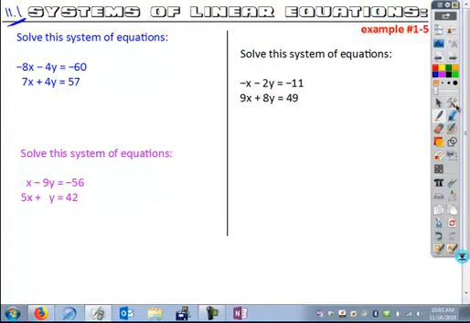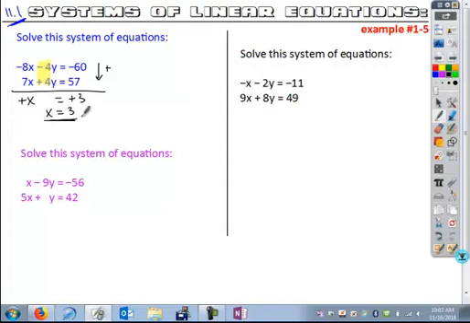So when you look at this one right here, what you see is -4 and +4 for the y's. Those are already opposites, so this already fits that system well. So what you can do right here is you can just simply combine straight down your columns of like terms. So I have a -8x and a +7x gives me a -x. The y's cancel completely. I have a -60 plus 57 gives me a -3. Divide both sides by negative, or change the sign here. And so I get my answer for x to be 3.